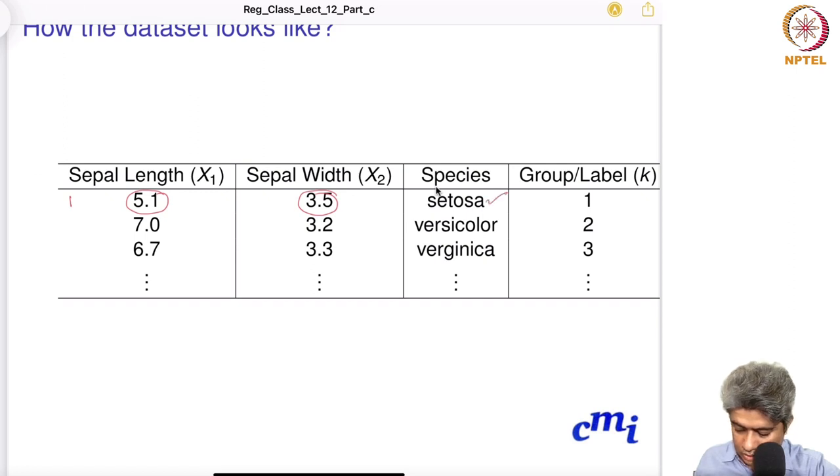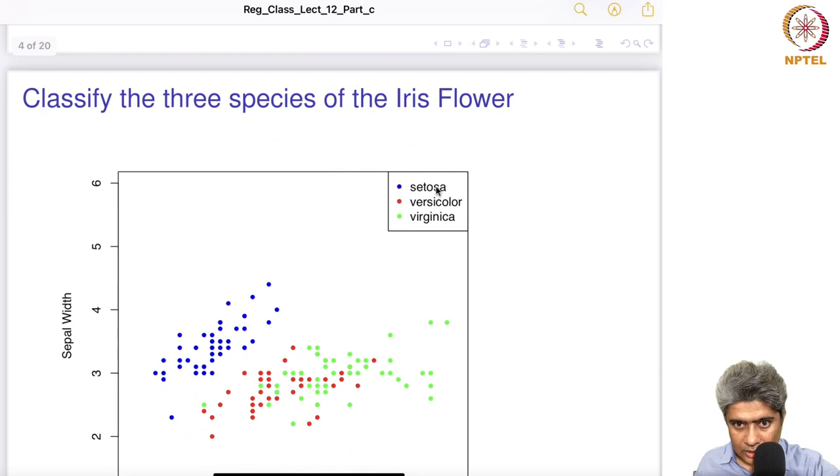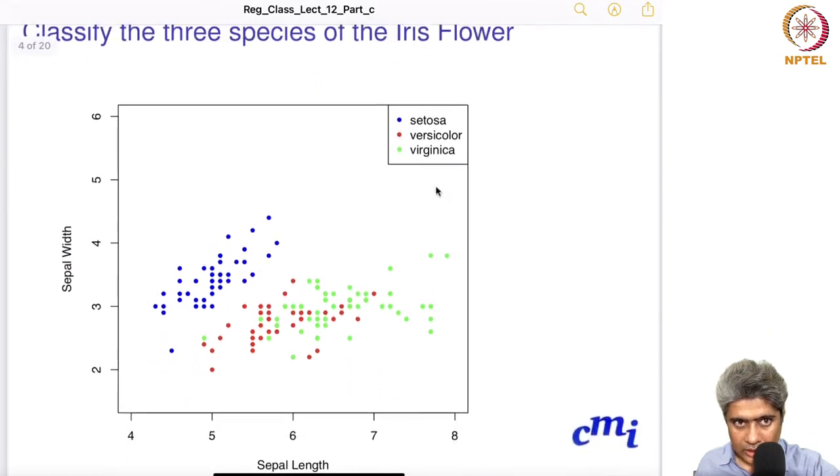then we call it group 1. It belongs to group 1. We label it as group 1. Similarly, there is another flower which has a sepal length of 7, sepal width of 3.2, with its petal length and petal width, and that belongs to versicolor, and we call it group 2. So that's how the data has been collected. That's how the data looks.